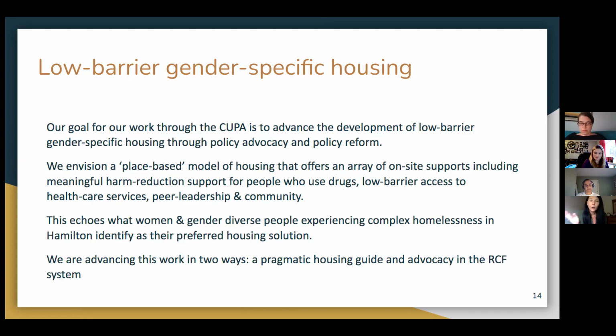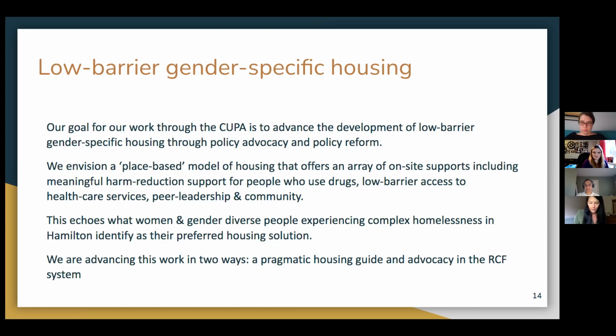This echoes what we know women and gender diverse people experiencing complex homelessness in Hamilton identify as their preferred housing solution. I was able to do a project with the WIPIC in 2017 where we spoke to 75 women experiencing chronic homelessness, and that's really what we heard: that loneliness and isolation was a key barrier preventing people from cycling out of homelessness, and that people actually wanted to live somewhere that had intentional community, on-site supports, and an array of low barrier access to the services and supports they need.